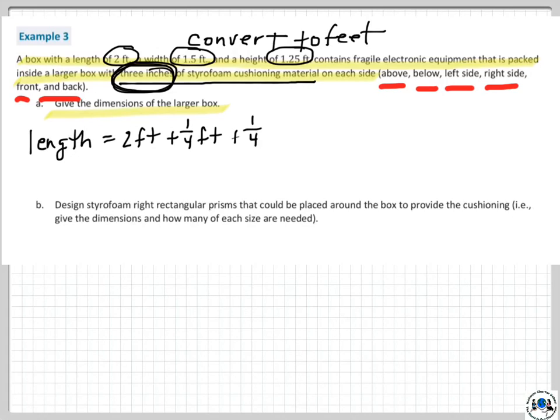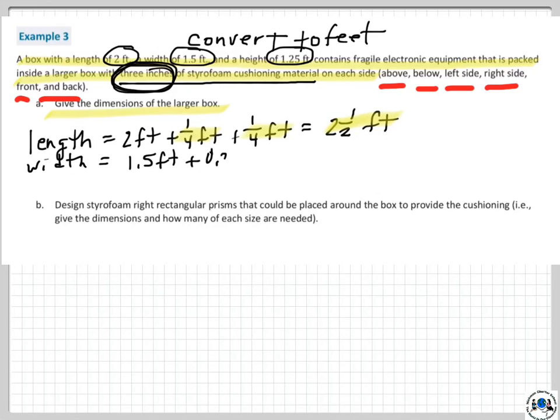All right, so we have length. The length of this larger box is 2 feet, which is the smaller box, and then we have 1/4 of a foot, which is the conversion of 3 inches, and then another 1/4 of a foot, which is another conversion of 3 inches. So we have to add 3 inches on each side to make room for that styrofoam sheet. So now we're going to have a length of 2.5 feet for the larger box.